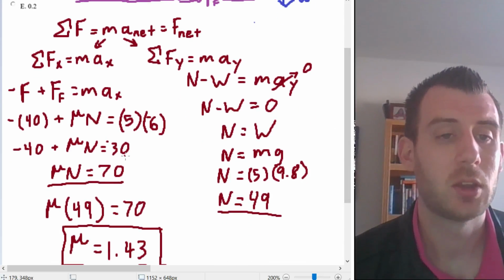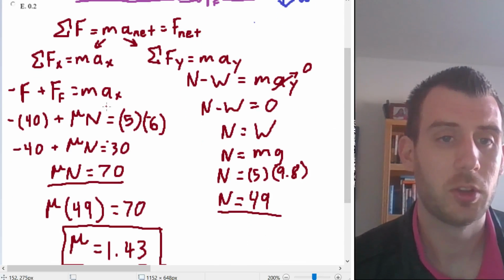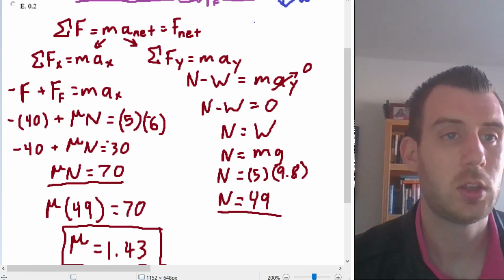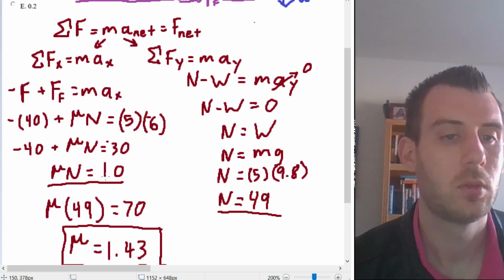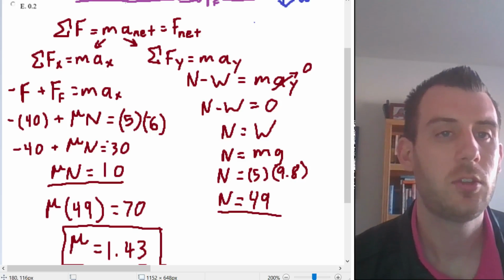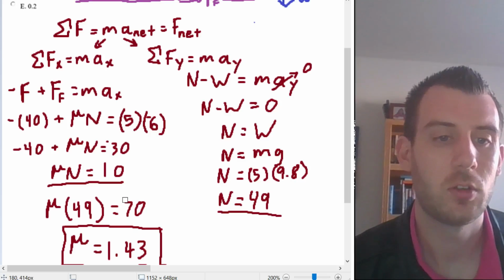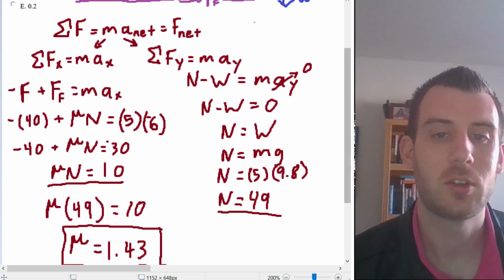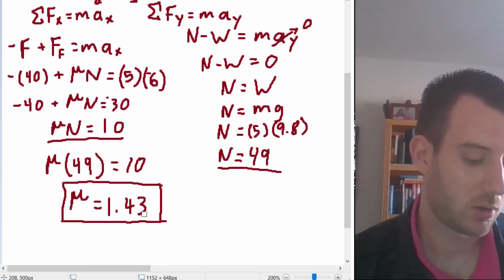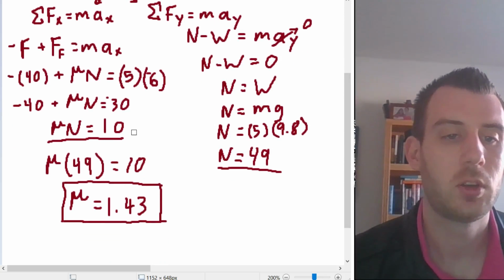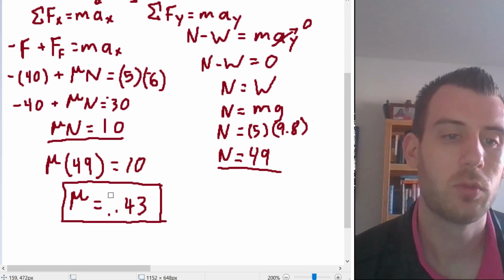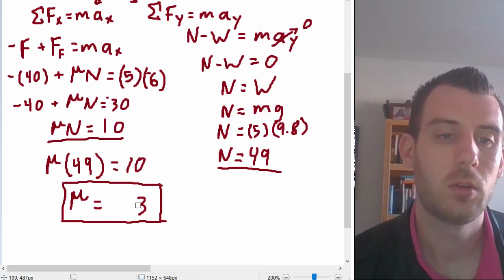Well, instead of being positive 30 plus 40, this is a negative 30 plus 40. So let's erase this. This is going to become a 10, which means that this is going to become a 10. Just turn the 7 into a 1 right there. There we go. And then 10 divided by 49 gets us about 0.204. Alright, I like that better.